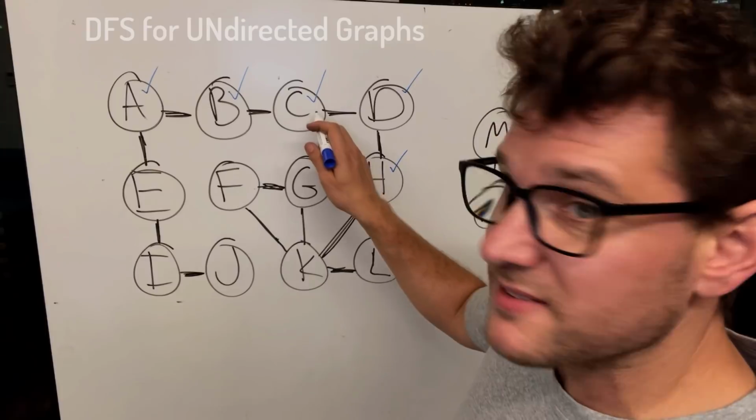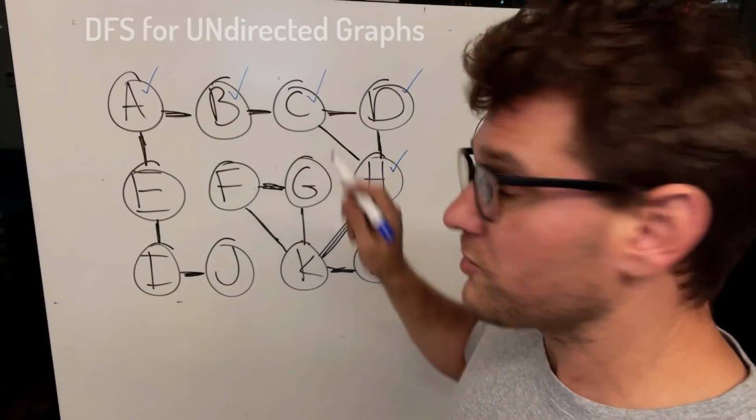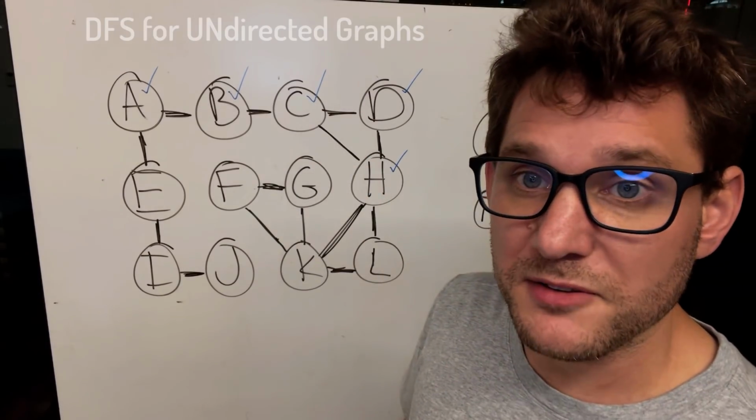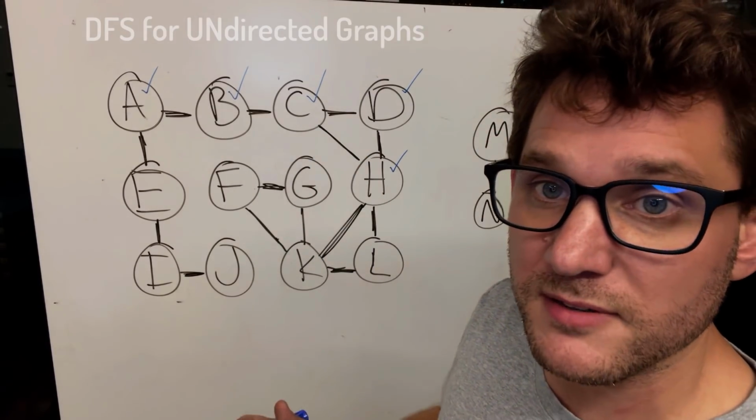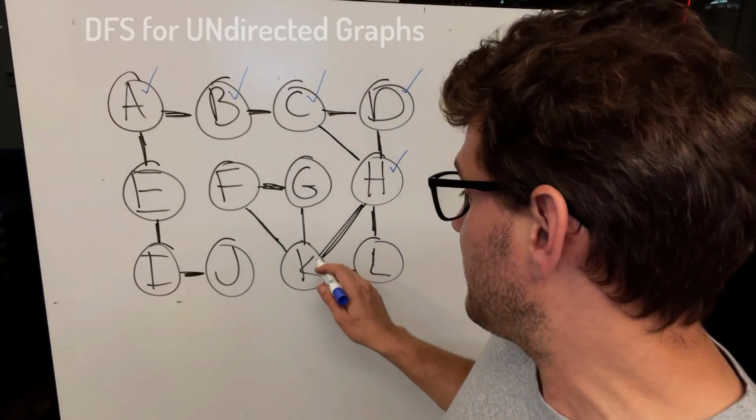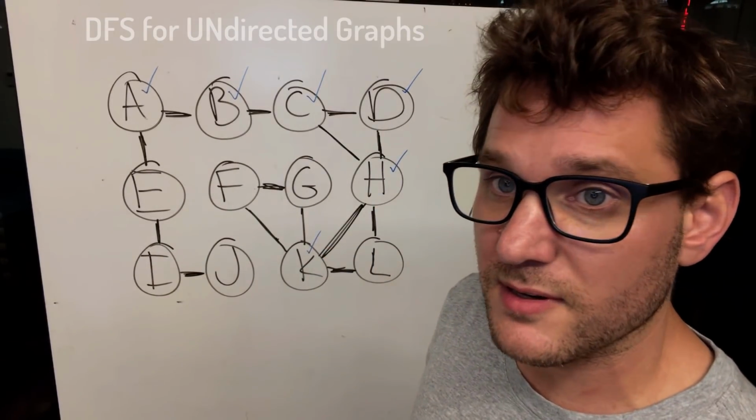Maybe in H, we find C as the first node. Unfortunately, C is already visited. We call that a back edge. So you actually ignore it because it's been visited and you move on to the next unvisited node. Let's say, for example, that H looks at its adjacency list and finds K. K gets marked as visited.